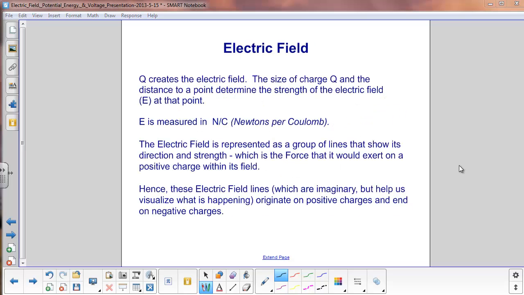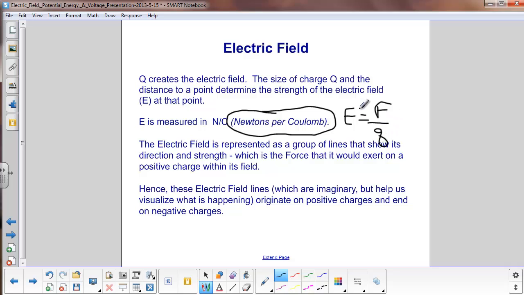Q, or the large charge, creates the electric field. The size of charge Q and the distance to the point will determine how strong the electric field is at that point. The electric field is measured in newtons per coulomb. Later on we'll show how it's also volts per meter, but for now let's stick with this. And a good way of remembering that is once you have the definition here, force over q for the electric field, the units of force are newtons, the units of q are coulombs, so here you go, newtons per coulomb.